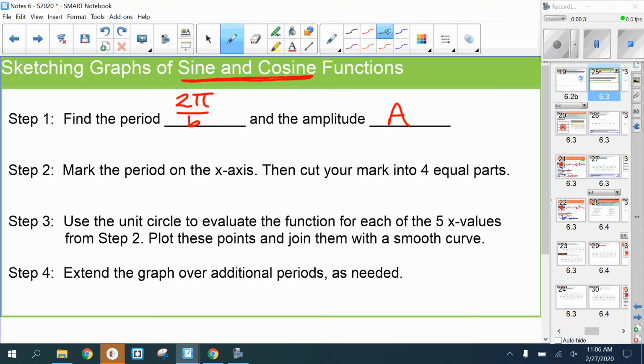You're going to mark off the period on the x-axis, and then you're going to cut that mark into 4 equal parts. So I'll say half of that and half again would cut me into 4 equal parts. So that's what you're going to want to do. Use the unit circle to evaluate the function. So really all you need are these 4 points. If you can get these 4 points, it's like a shortcut and you're not going to have to plug in and make an XY table. Step 4, extend the graph. So just make it as long as you need. 2 periods, 3 periods, fill up the graph, whatever.